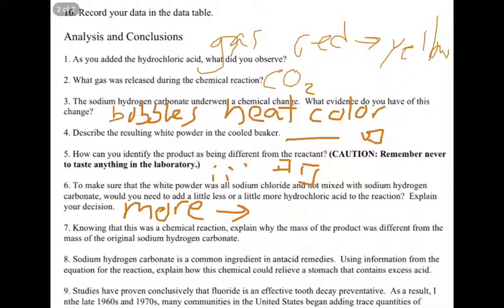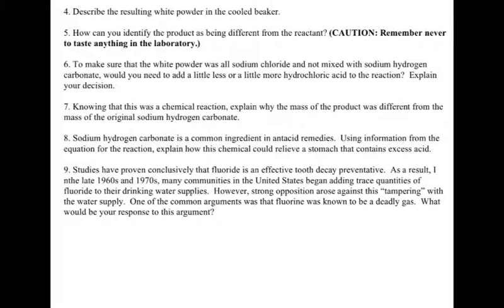Knowing this is a chemical reaction, explain why the mass of the product was different from the mass of the original. Well, this is a chemical equation, so what happened to the other mass? Well, you saw some of it go away, right? A lot of that gas was carbon dioxide, which went away. So you lost mass there, no big deal. In addition, there was water given off, H2O, and you dried that off. So it's gone too.